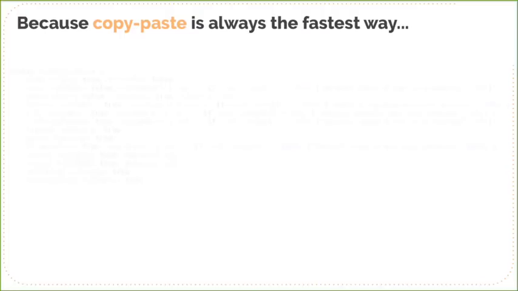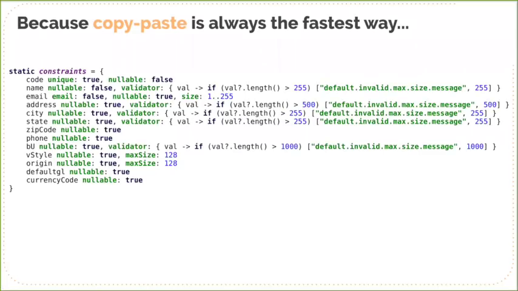So let's continue with the next example. You all know that the fastest way to solve a problem is copying and pasting everything without thinking twice, right? And you have extra points if you copy something from Stack Overflow without really understanding. So this is a constraints method from a domain class, right?